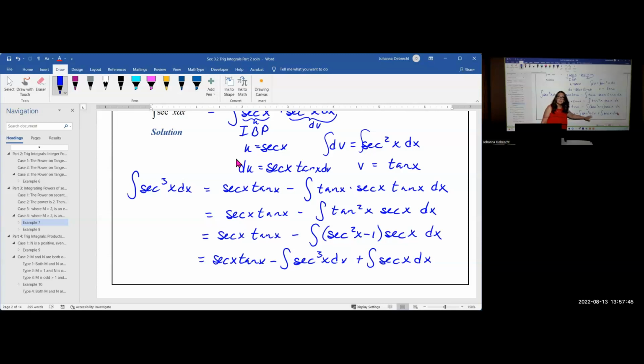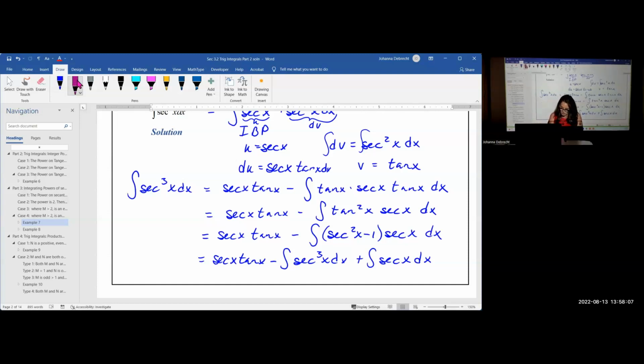But notice that this is a multiple of what's on the left side. In fact, these are like terms. They're like integrals. They're both integrals of secant cubed of x dx. So what I'm going to do is take this negative secant cubed of x dx and add that to both sides of the equation.